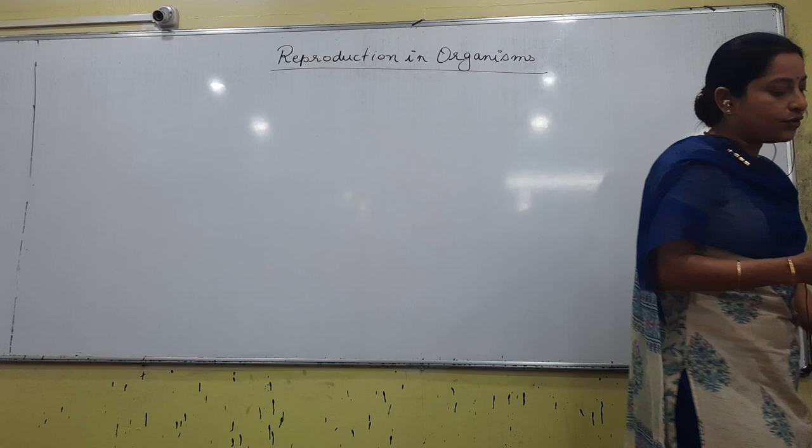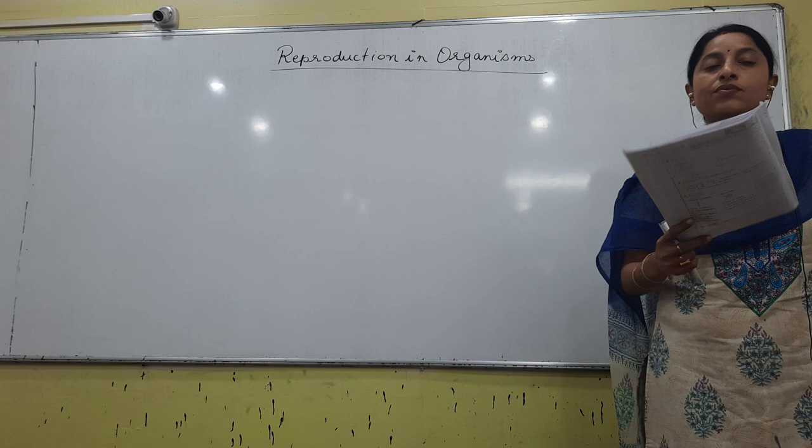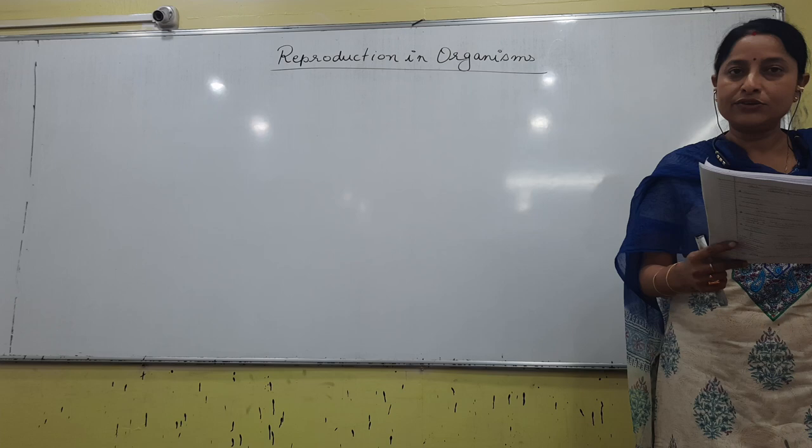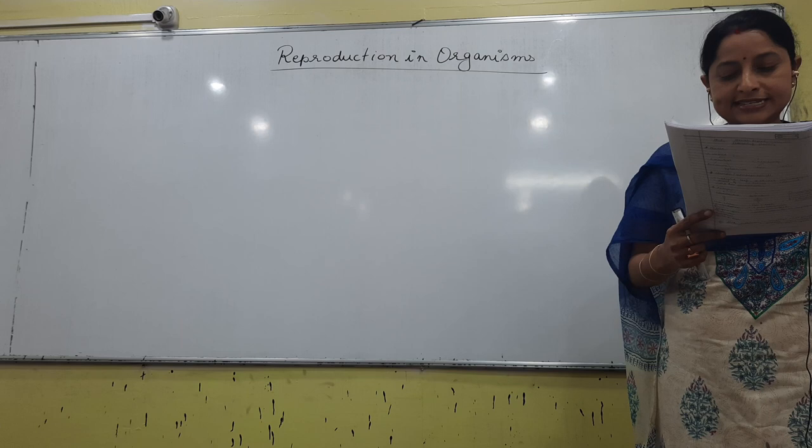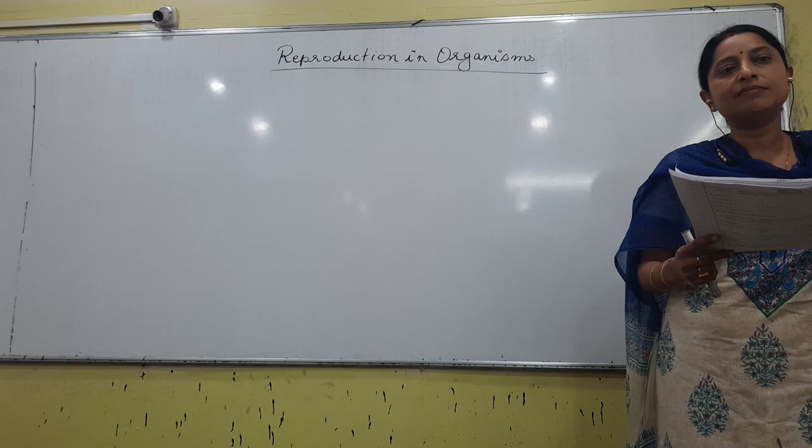Next, talking about plants and animals, who will have a greater lifespan? It is always the plants that will have a greater lifespan as compared to animals. Two examples are given, sikuwa. Especially the question is asked about sikuwa. Out of the two examples, sikuwa is important. Sikuwa, I think you remember, is an example of gymnosperms, right?